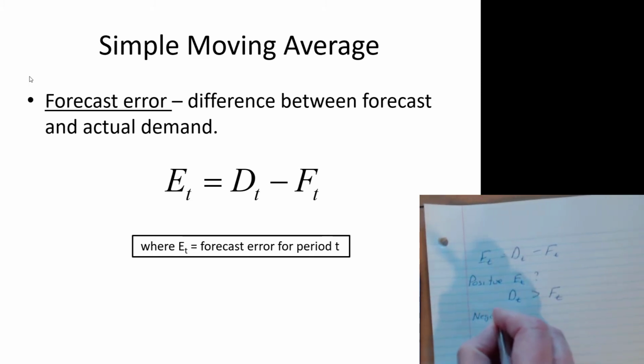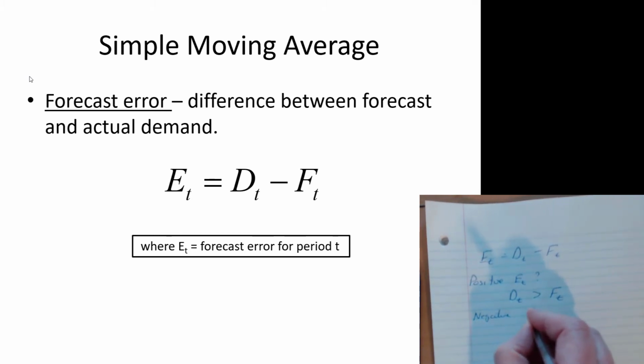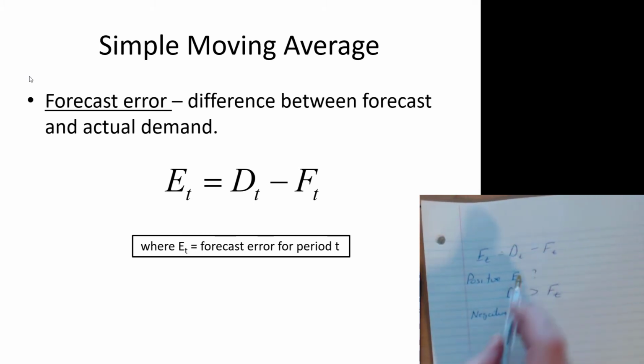What if it was a negative error? Right? Well, what does that mean? Well, it means that when I did demand minus forecast, I got a negative number, which means the forecast was higher than the demand. Okay, so maybe we're overshooting. We're thinking demand is higher than it actually turns out to be. And again, we could be misallocating resources as a result.